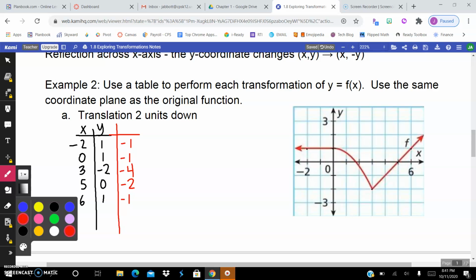So now I'm going to leave the x's the same, but I'm going to plot these points with our new y value. So negative 2, negative 1. So negative 2, negative 1 is right here.